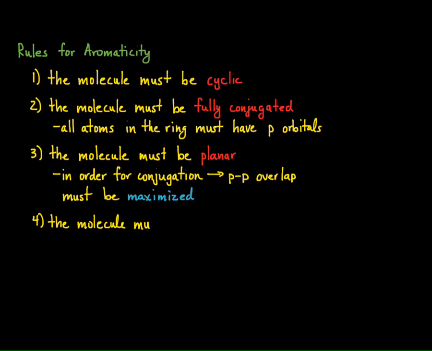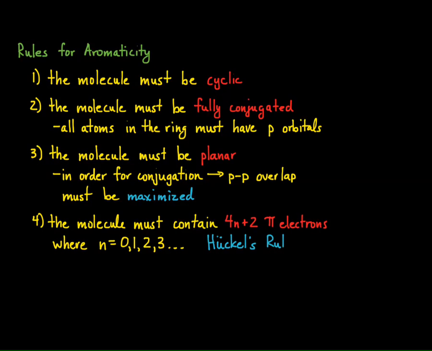And the last rule is that the molecule must contain 4n plus 2 pi electrons. And so what you do is, in essence, you add up all of the pi electrons only, understanding that each pi bond contains 2 electrons, and so it should be relatively easy to add up the number of electrons. You set that number equal to 4n plus 2. And when you solve for n, if n is a whole integer, 0, 1, 2, 3, etc., then this rule is satisfied. And this is called Huckel's rule.